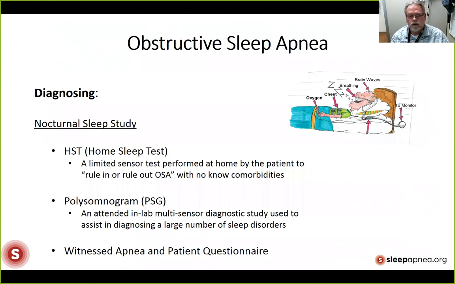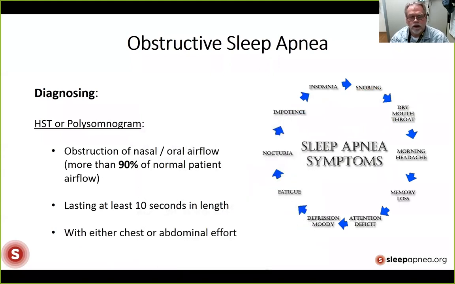If we rule in that they have obstructive sleep apnea, we oftentimes will put them on immediate treatment. If we're unable to determine if they have sleep apnea, or we rule it out, or if they have other comorbidities or other types of sleep disorders, we'll bring them in for what's known as a polysomnogram, or PSG. The PSG is what most people are more accustomed to knowing about these days. It's an attended in-lab multi-sensor study, used for a whole range of sleep disorders, from parasomnias, which can include sleepwalking, nightmares, talking in your sleep, and leg movements, and other things that go beyond the scope of this presentation. But those would be done inside a regular sleep lab.